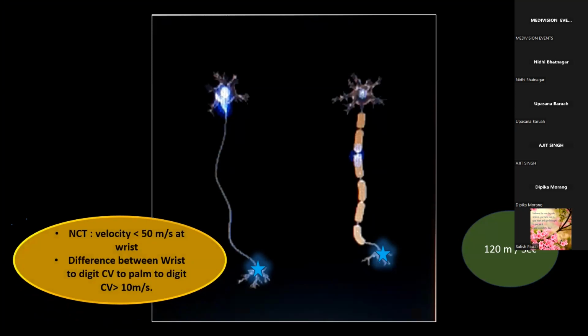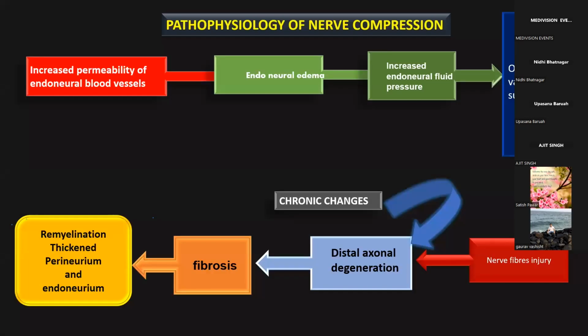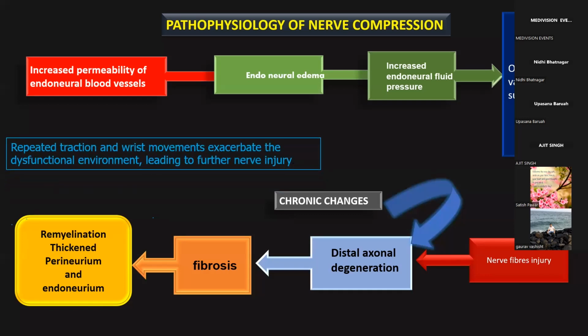And in case of the median nerve, if the velocity is less than 50 meters per second at the wrist, or the difference between wrist to diseased segment or palm to diseased segment velocity is more than 10 meters per second, then it confirms median nerve conduction defect, carpal tunnel syndrome. So whenever there is compression, there is increased permeability of the endoneurial blood vessels. There will be increased fluid within the nerve fibers. So there will be obstruction to the capillary network that will lead to ischemic injury, axonal degeneration, and fibrosis. Over that, if there is repeated traction over the nerve with wrist movement, it exacerbates the dysfunctional environment, leading to further nerve injury.